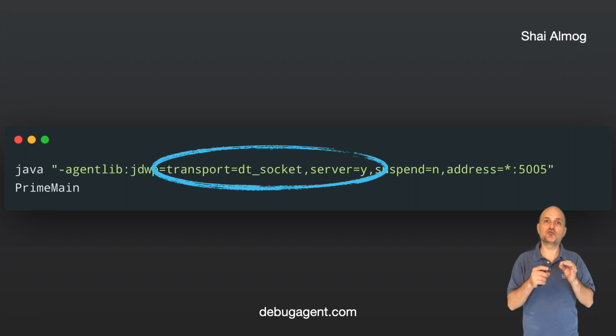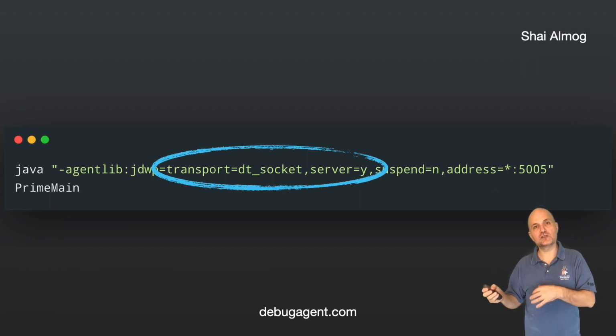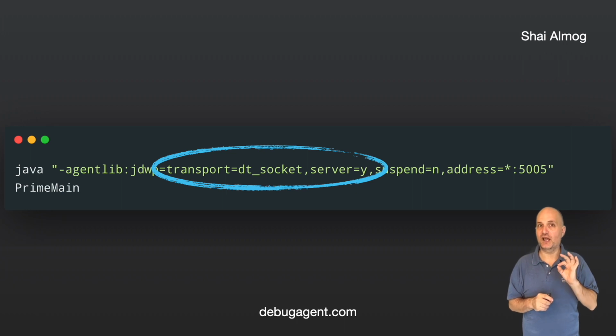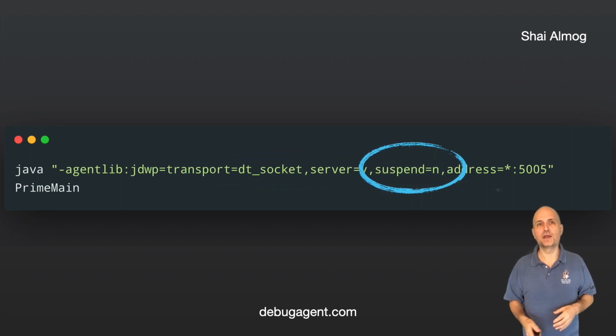In this case, we transfer the details via a server socket. We can use DT_SHMEM, which stands for shared memory, as the wire protocol. This is faster and useful for processes that have access to a shared memory area. This is actually pluggable, and you can build your own JDWP transport. This isn't useful usually, but speaks to the power and flexibility of the API.